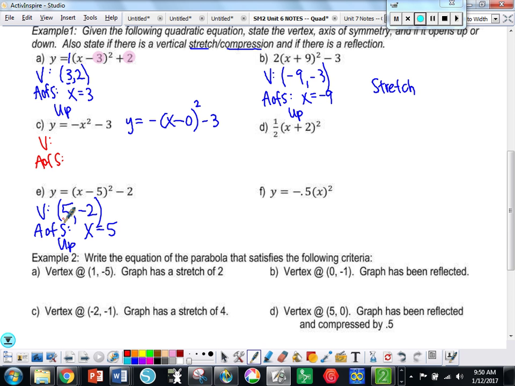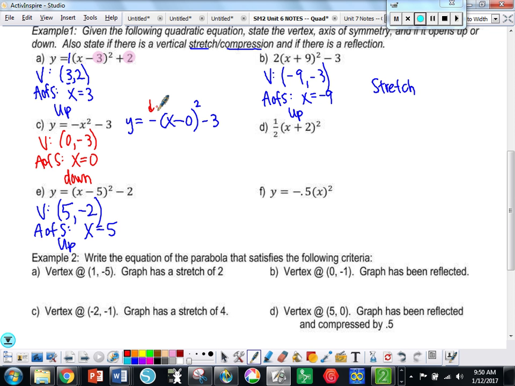Okay, so vertex. What is it? No, vertex. Good. Axis of symmetry. Good. Okay, up or down? Susie, up or down? It would be opening down. What makes it open down, Susie? Right. The equation's negative. Okay? Because it's open down, what's the fancy word for saying it's open down?